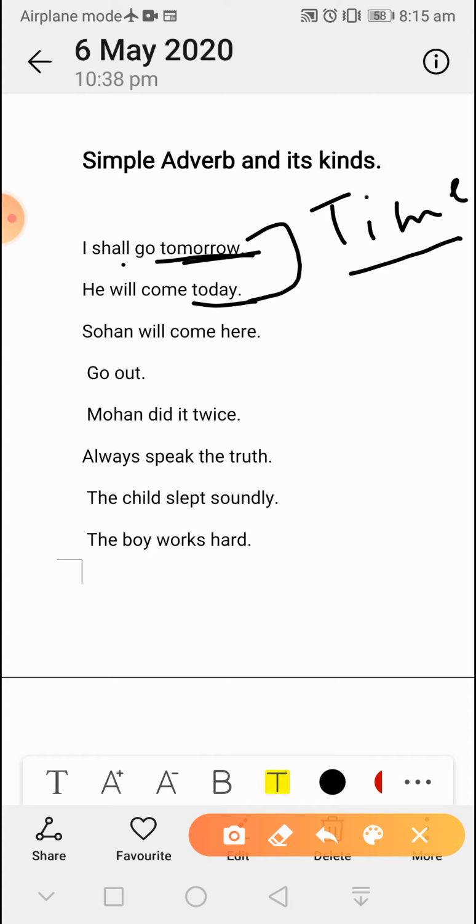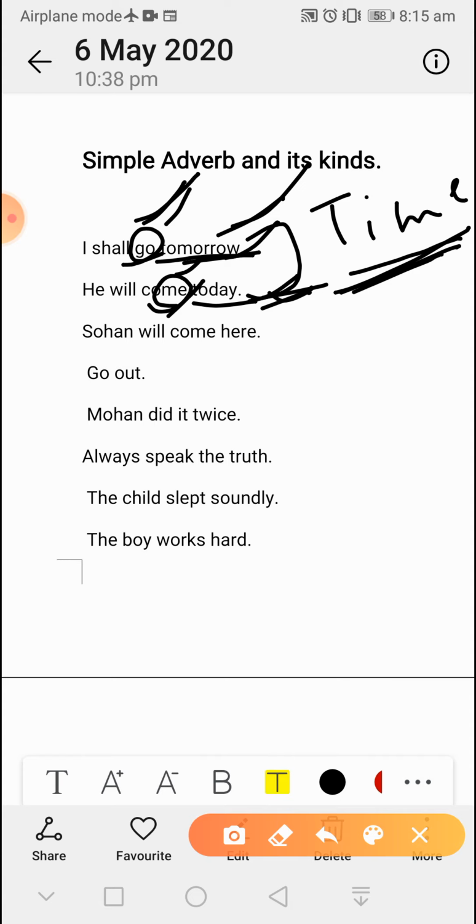See, go is a verb and come is also a verb, and tomorrow and today are describing these two verbs. When shall I go? Tomorrow. When will he come? Today. So these two words are describing these two verbs. That's why these are adverbs, and these are adverbs of time.